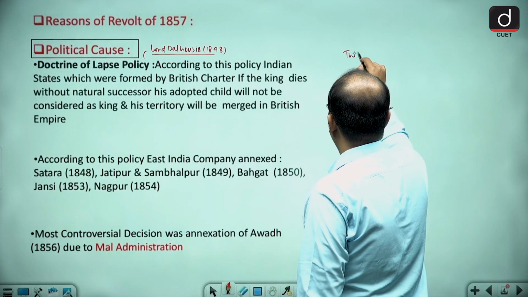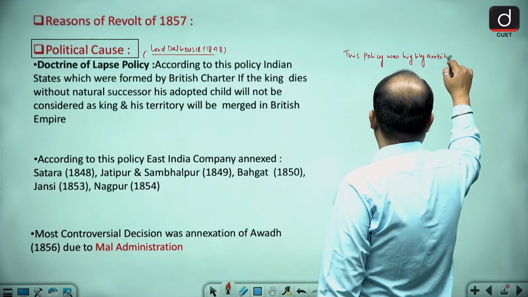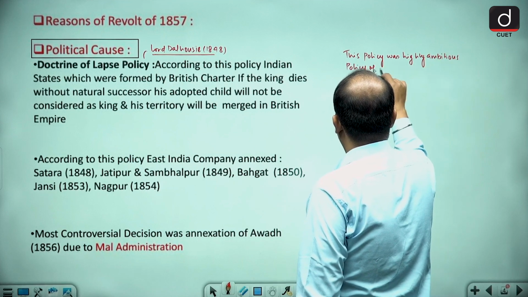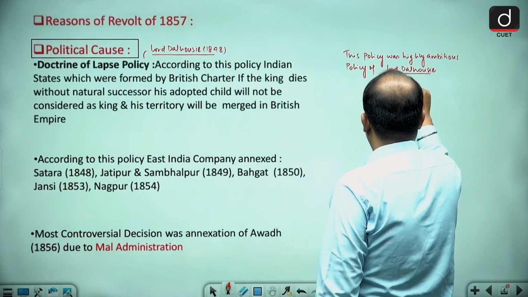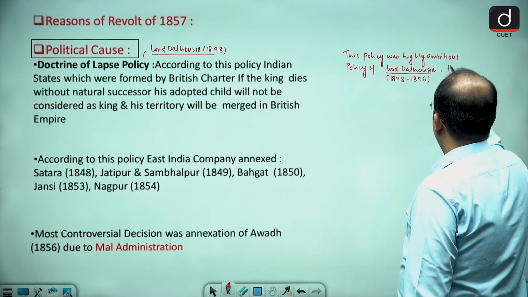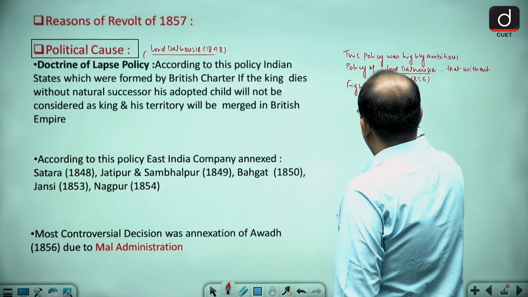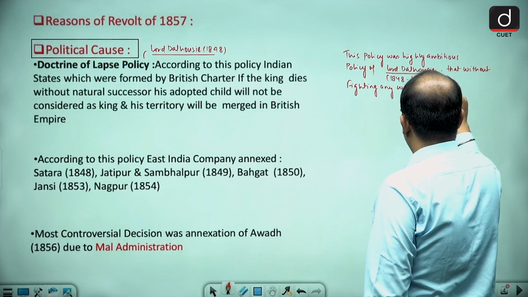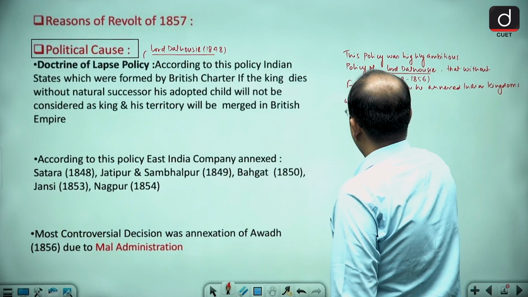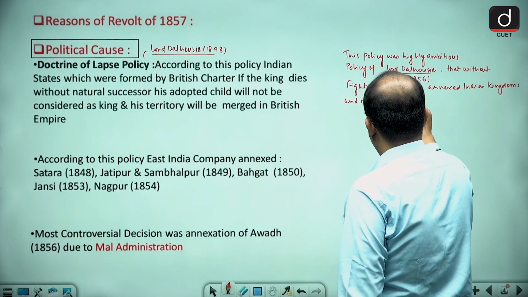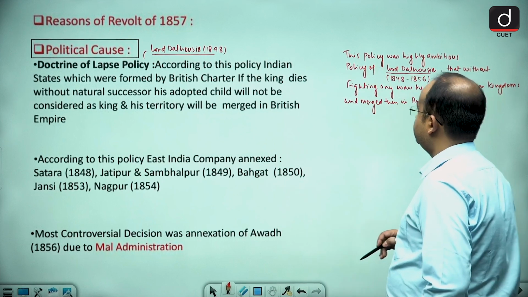So this policy was a highly ambitious policy of Lord Dalhousie, who was the Governor General from 1848 to 1856, that without fighting any war, he annexed Indian kingdoms and merged them in the British Empire.